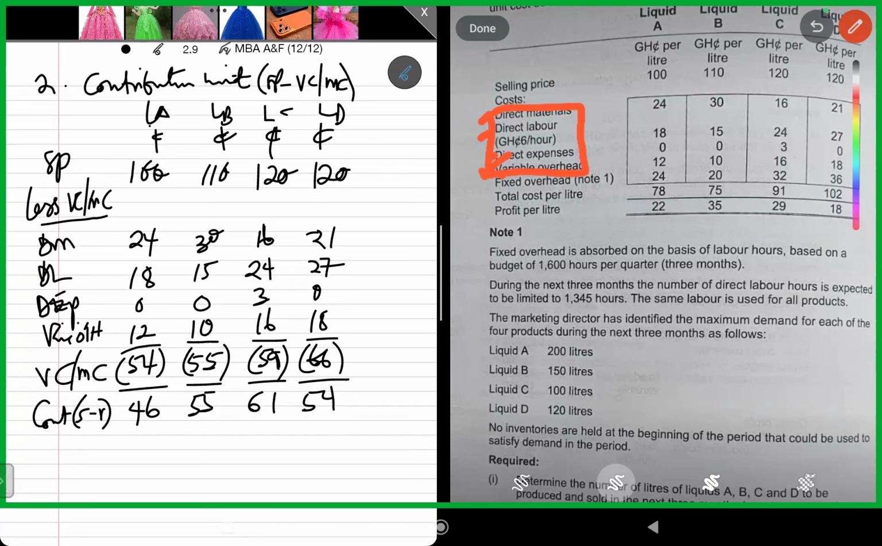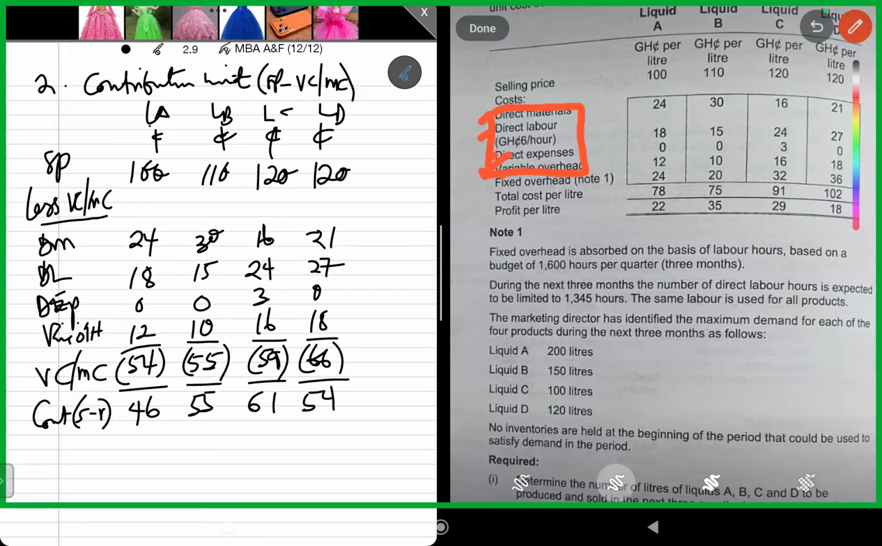Then the B is also 110 per liter, and 120 per liter. So the unit of measurement of this product is liter. They could have said 100 cedis per unit, but when you say unit, it represents so many things. Which particular unit of measurement are we talking about? It is liter. So it is already in per unit.